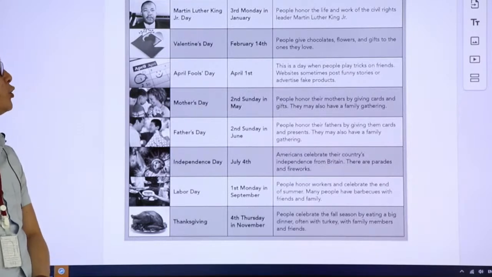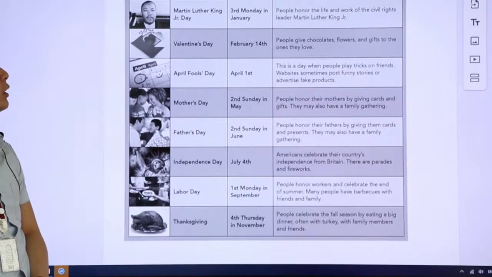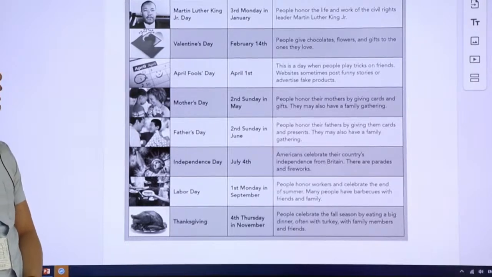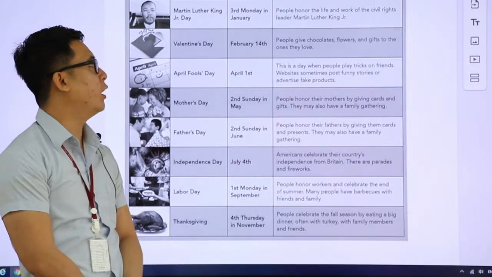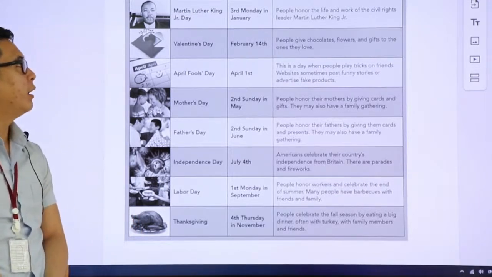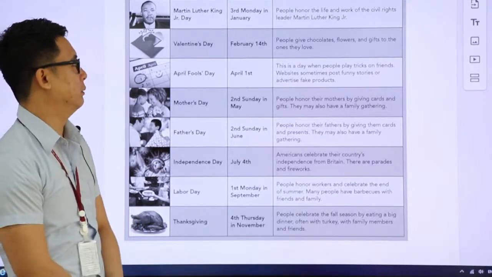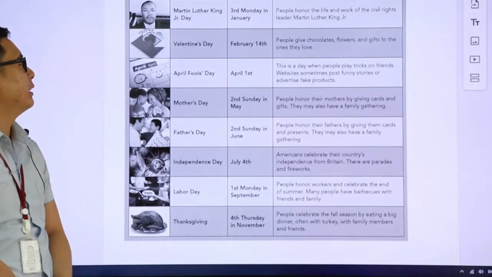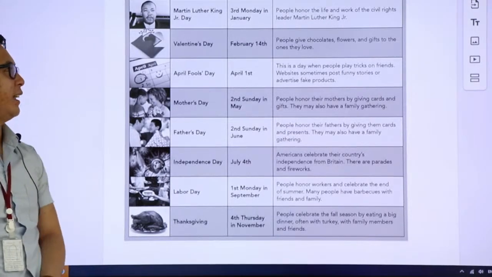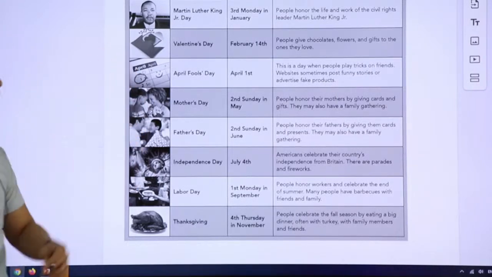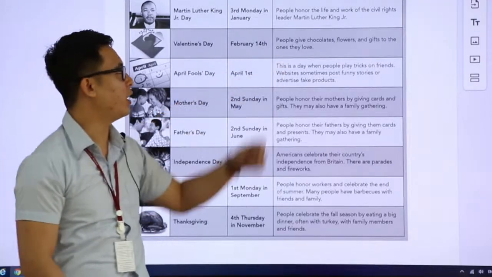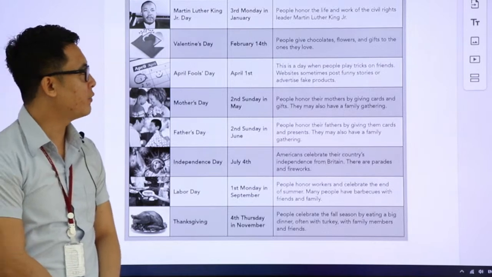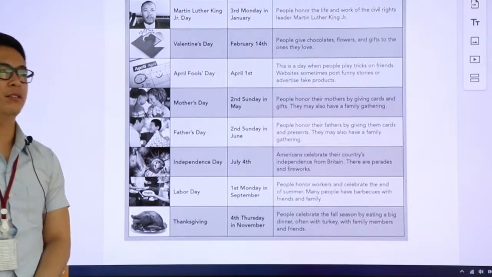So Martin Luther King Jr. Day is celebrated on the 3rd Monday of January. And how do people celebrate it? People honor the life and work of the civil rights leader Martin Luther King. Number 2, Valentine's Day. I know everyone loves Valentine's Day. It's on February 14th. People give chocolates, flowers, and gifts to the ones they love.